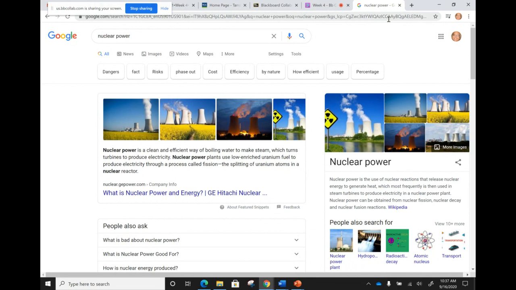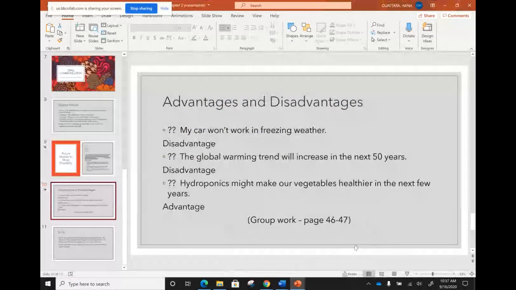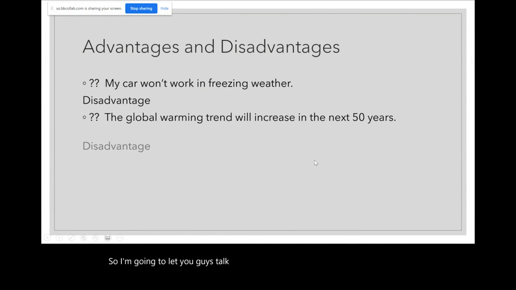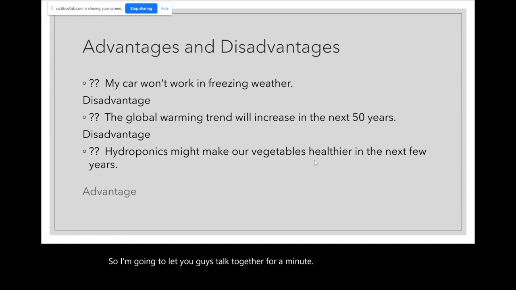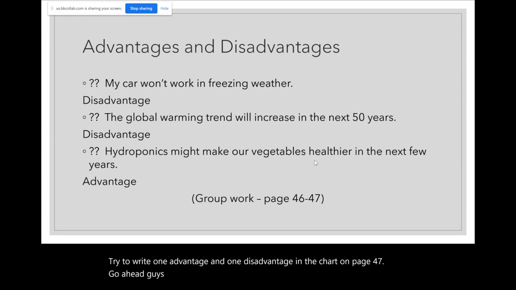But I don't want to say too much about it because I want you to think about nuclear power and what would be an advantage and what would be a disadvantage. So I'm going to let you guys talk together for a minute. Try to write one advantage and one disadvantage in the chart on page 47. Okay, so go ahead, guys, talk about it.